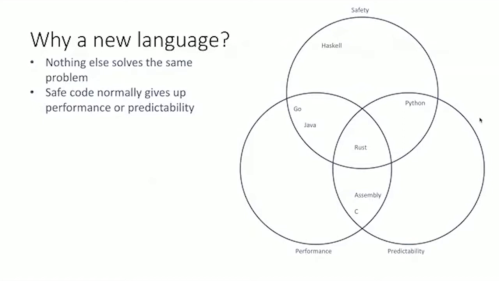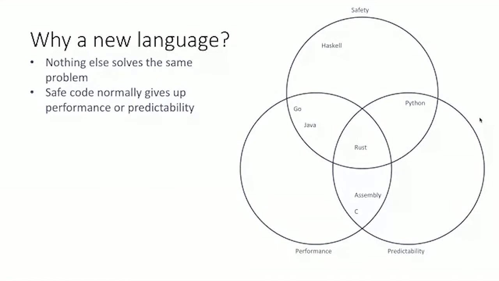So why build a new language? Why not use something that already exists? No other language that currently exists hits all three categories of safety, performance, and predictability. Low-level languages like assembly and C, you can get immense performance, right? Hand-optimized assembler is the gold standard for making things fast. C, operating systems are written in it. It's one of the fastest compiled languages around.